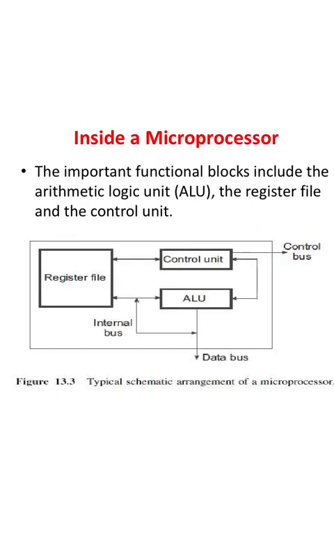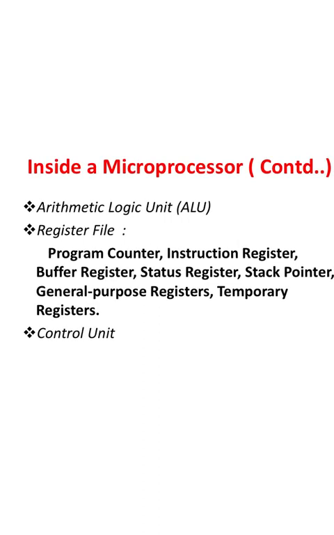So coming to the inside of a microprocessor, there are a few functional blocks. The important functional blocks include the arithmetic logic unit, the register file and a control unit. The control bus controls all the data, and the data bus sends the data. You can see there is a control unit, the ALU meaning arithmetic logic unit, the register file, and a data bus and internal bus which are connected here. Let us look inside at what we just came across.